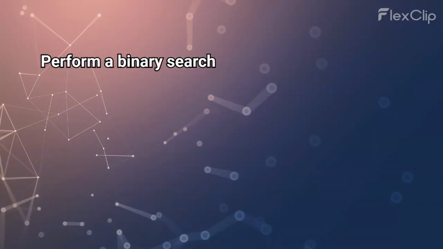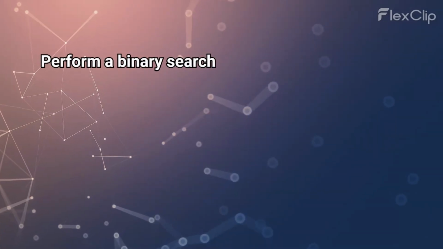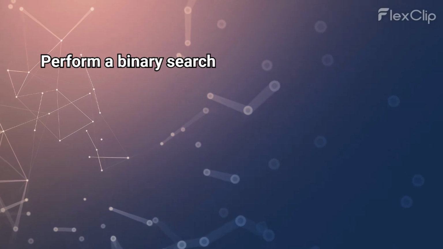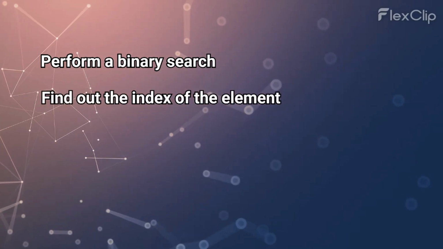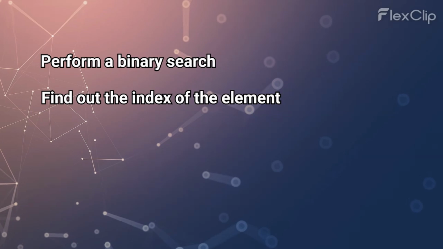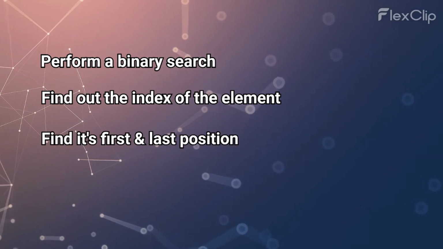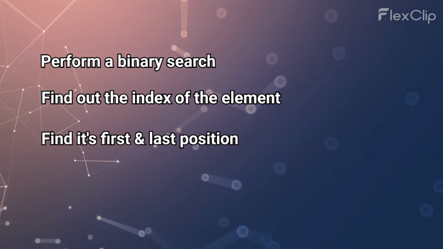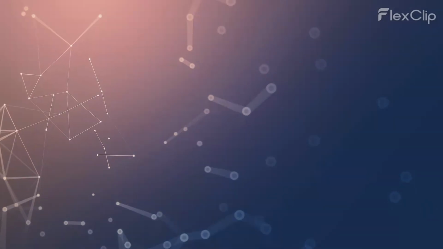At first we will perform a binary search, then find out the index of the element, and after that the modification we'll have to do is find its first and last position, because there's a possibility that this element may be present multiple times in this array. So let's talk about the binary search at first.